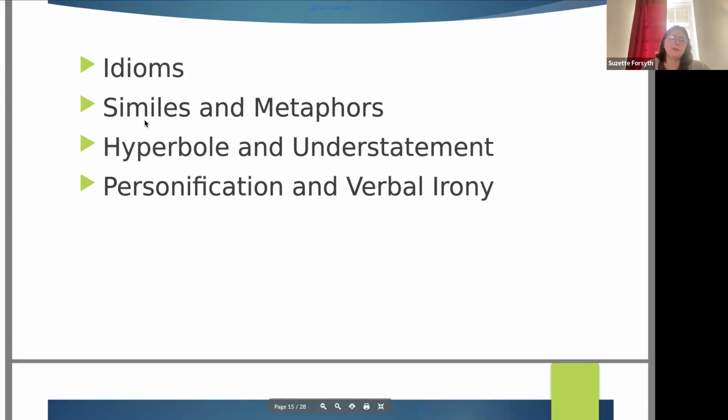Similes and metaphors are where we compare two things that are not the same, but there's some aspect or element that they are similar in, and that's what we want to show. Usually, one thing is harder to explain.